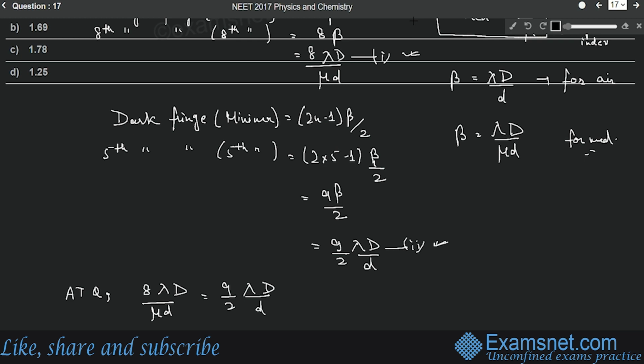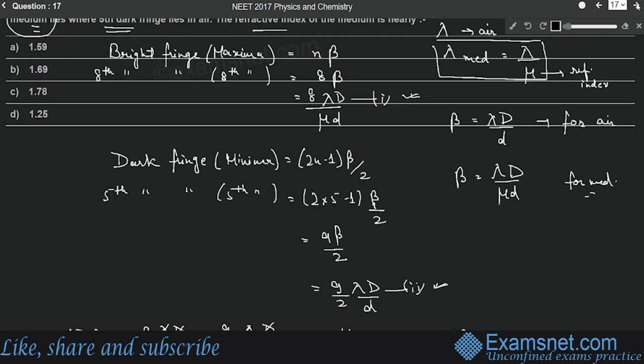Okay, and we have to find the value of mu, that is refractive index. Now lambda cancels, capital D cancelled, small d also. So what do we get here? Here we get 16 by 9 equals to mu. So the value of mu will be 16 divided by 9. So the approximate value will be 1.78. Therefore, which option will be the correct answer? Option number C. 1.78 will be the value of mu.